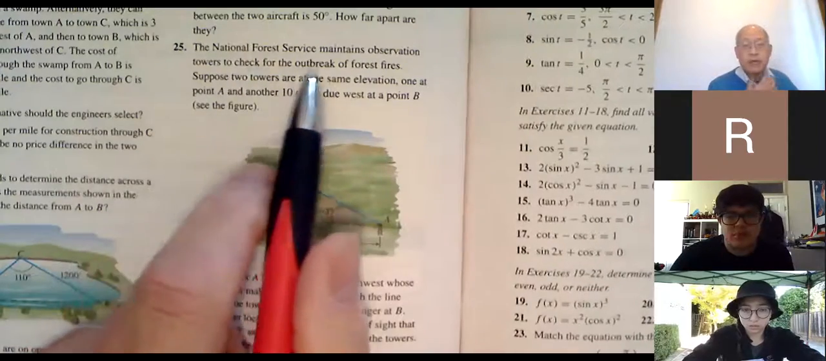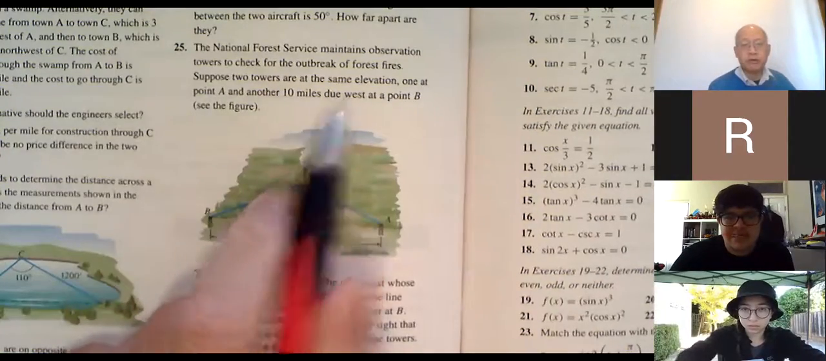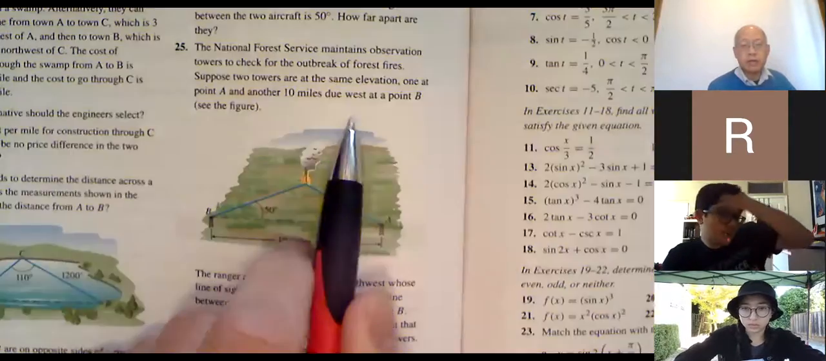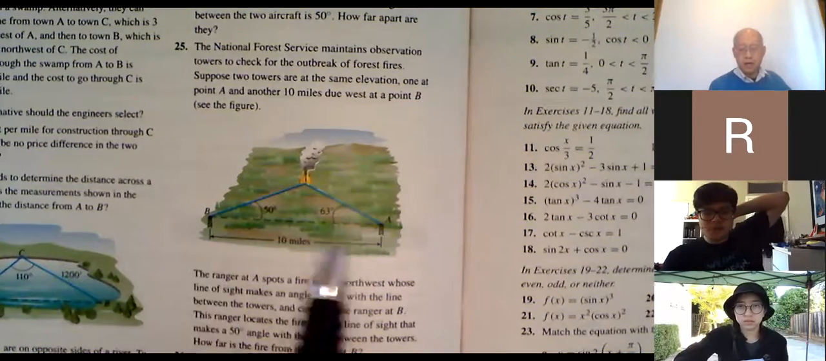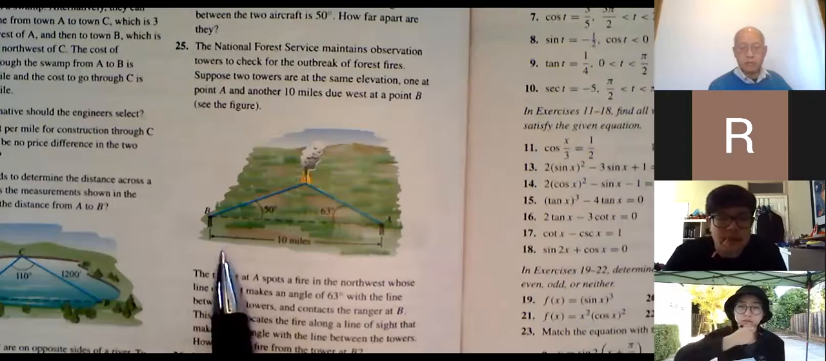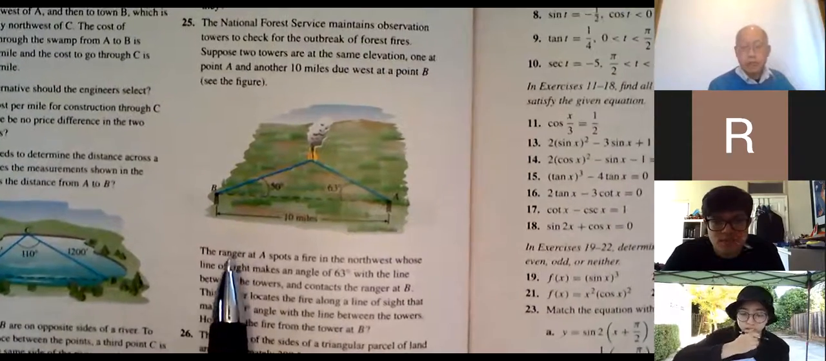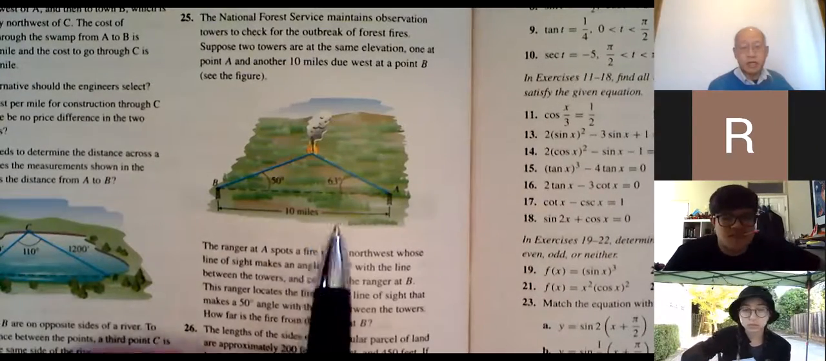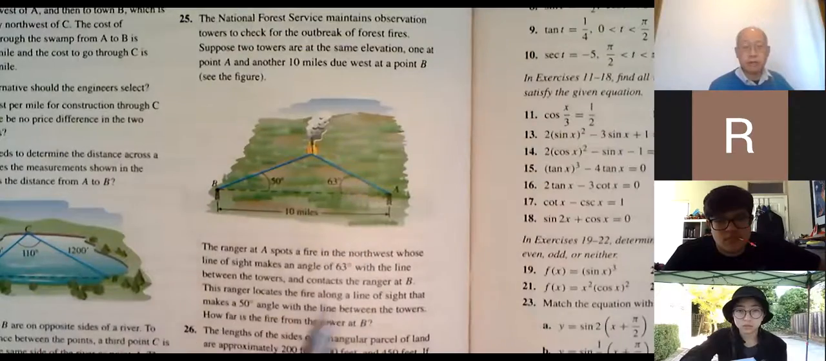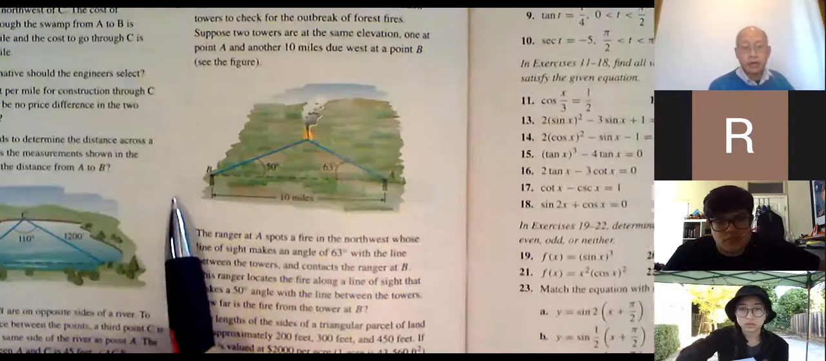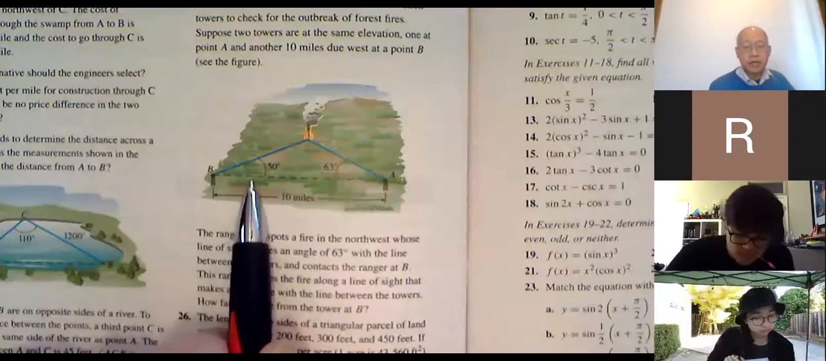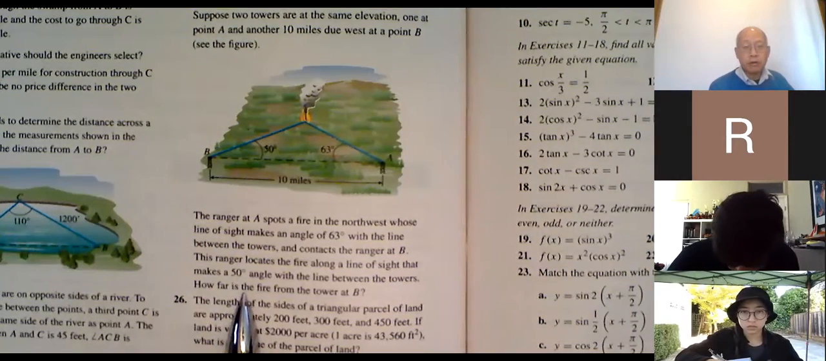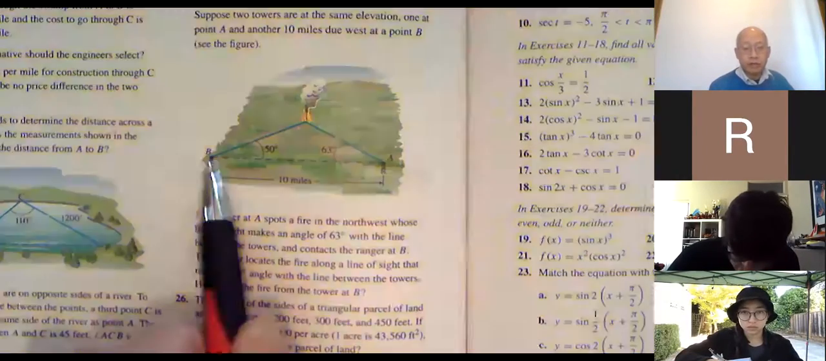So the National Forest Service maintains observation towers to check for the outbreak of forest fires. Suppose 2 towers are at the same elevation, one point A and the other 10 miles due west at point B. Okay, so here's A and B over here. The ranger at A spots a fire in the northwest whose line of sight makes an angle of 60 degrees with a line between the towers. Okay, so this is 63 degrees. And the other ranger over here sees that this angle is 50 degrees. And they're 10 miles apart. How far is the tower from the fire at point B?